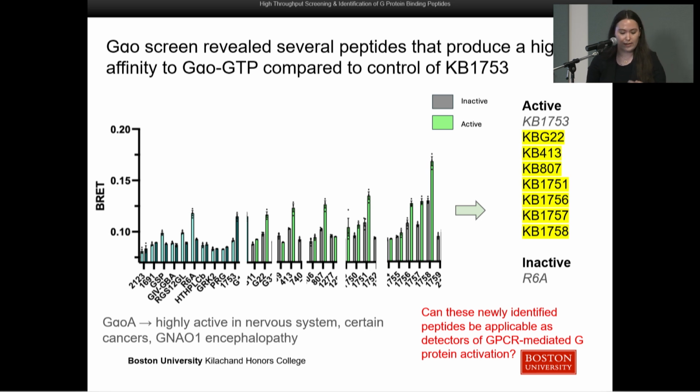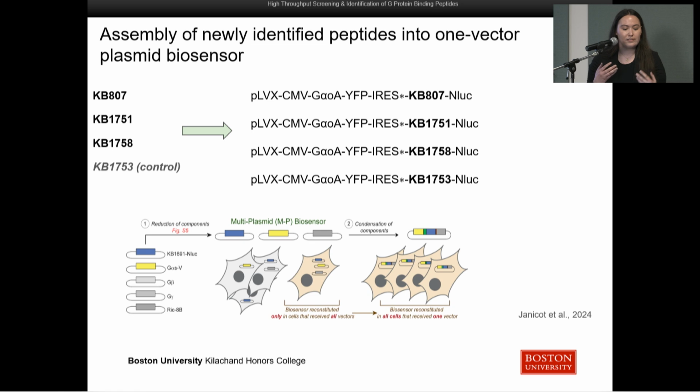So our next question is if these peptides can be applicable as detectors for GPCR-mediated activation. We decided to assemble our newly identified peptides into one-vector plasmid biosensors. We selected 3 of the peptides from the last slide, and we decided to compare them to KB1753, which is our usual control for G-alpha-O activation within our biosensors.